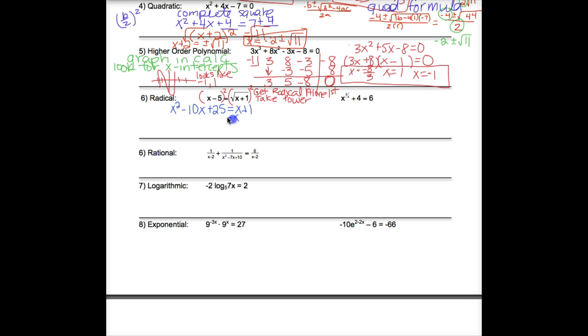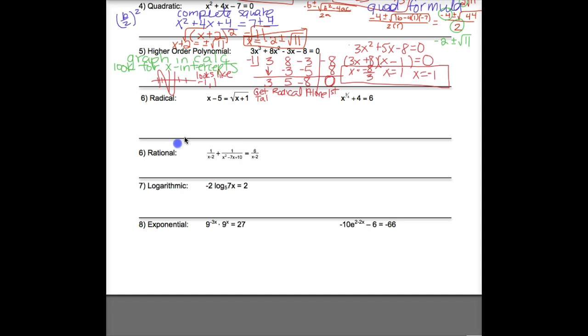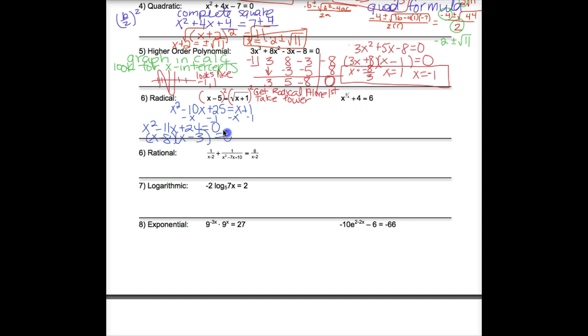So now, get all my like terms together. I've got x squared minus 11x plus 24 equals 0. This itself is now quadratic. It won't always be quadratic. Sometimes it might be linear, but I have to solve this. This one is factorable. It's x minus 8 times x minus 3. So that means x equals 8 and x equals 3.